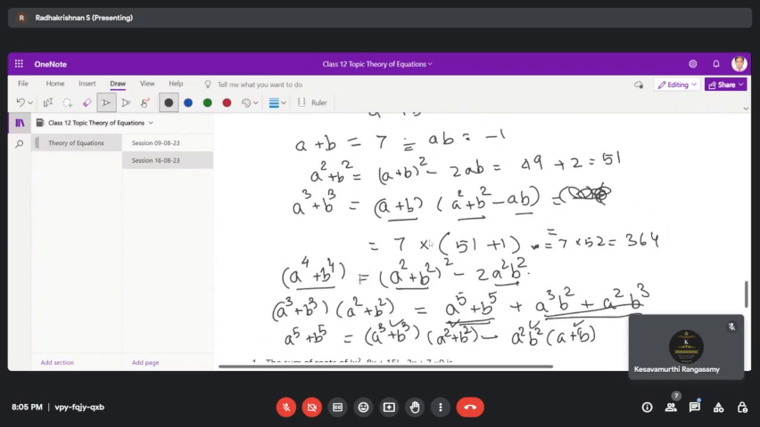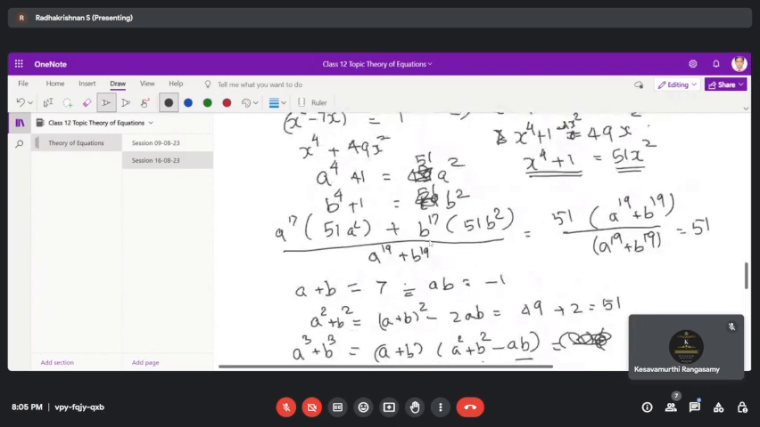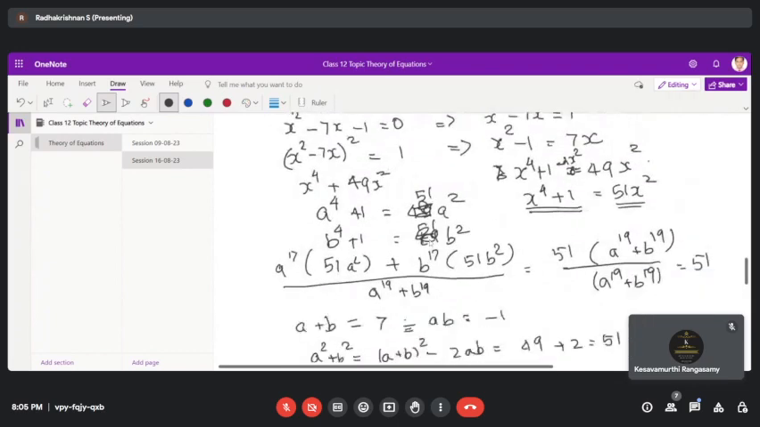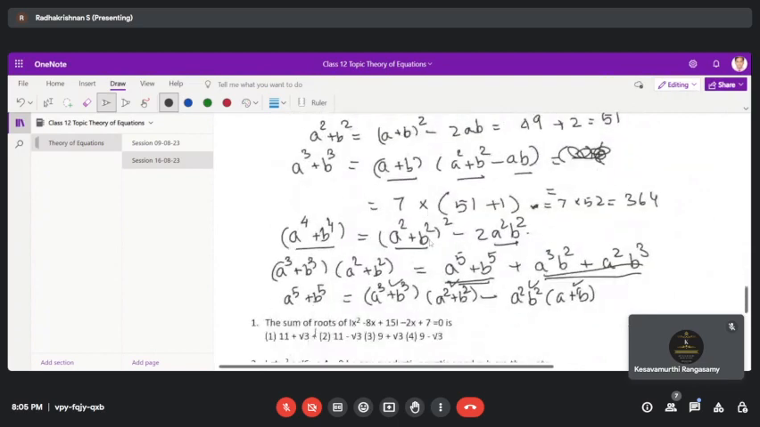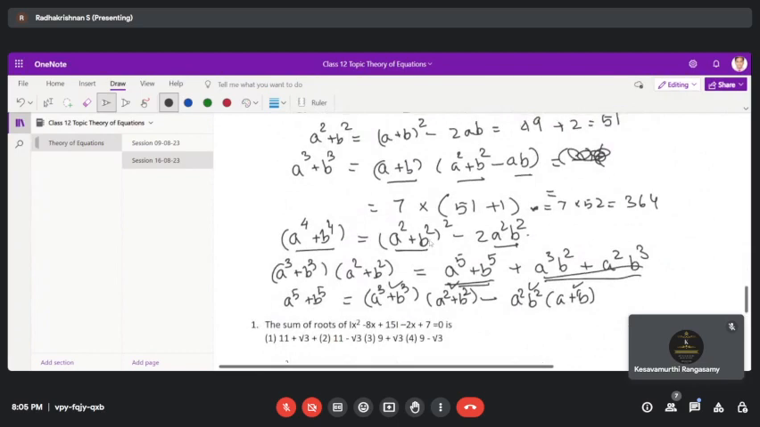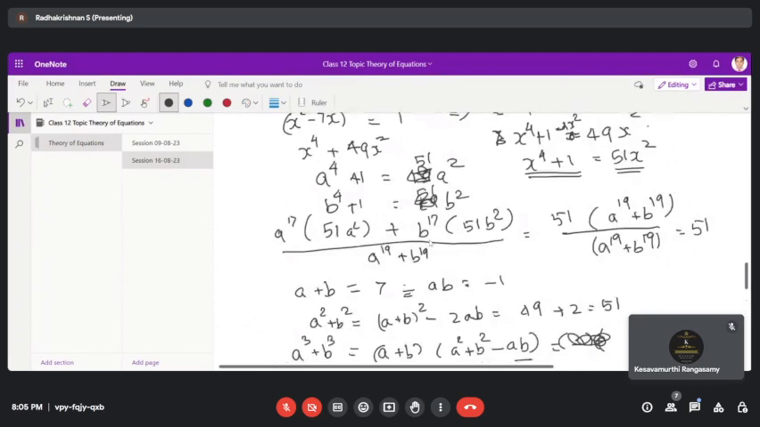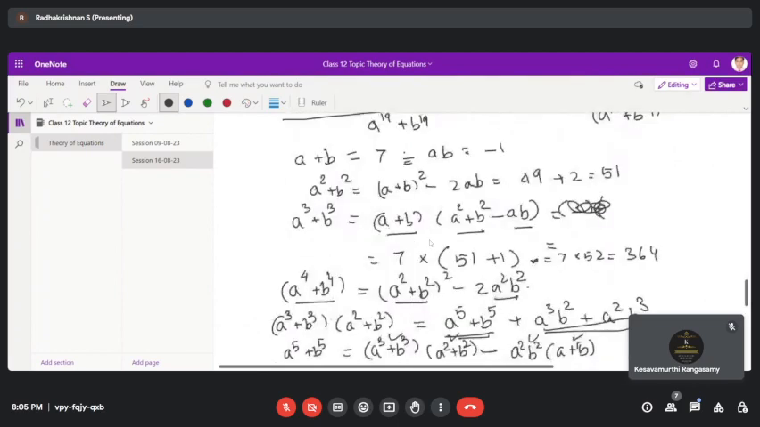But if it is a smaller power, you could do that because here also you could do that. A power 19, we can go up to that because from a power 4, we can straight away go to a power 8. From there, we can go to a power 16. So like that in a few steps, we can reach that. So in case some of the other methods don't work, this is a crude method. So we can determine all the powers, a power n plus b power n.